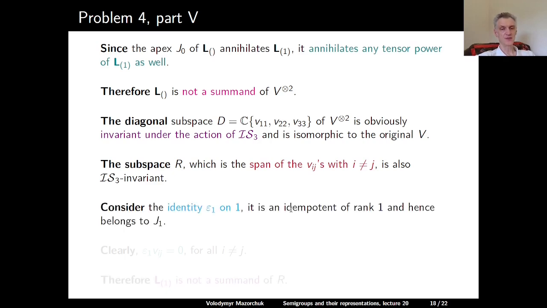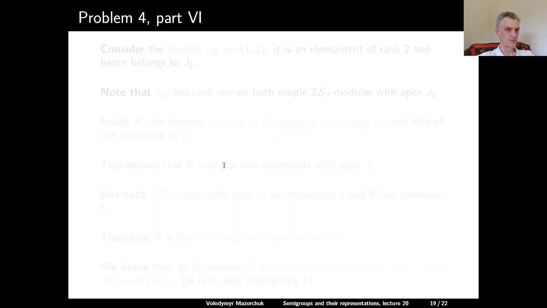Consider the identity epsilon 1 on the element 1. That's an idempotent of rank 1 in IS3, and so it belongs to the J class J sub 1. The only Vij which epsilon 1 doesn't kill is V11. So if i is different from j, epsilon 1 must kill Vij. And this means that the corresponding simple module L sub 1, which is the simple which corresponds to epsilon 1, cannot be a summand of R.